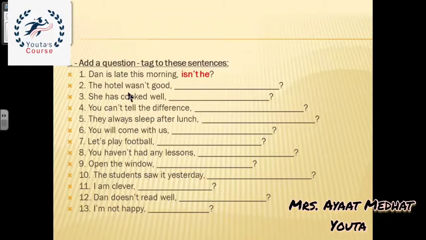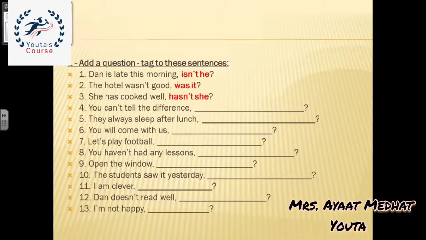We have wasn't here as a helping verb, but it's in the negative form. So the answer must be in the affirmative form. Was. The hotel is it. Was it? She has cooked well. We have here verb to have as a helping verb because we have cooked, the past participle of cook. So we will use has as a helping verb, but it's in the affirmative form, so it will be in the negative form. Hasn't she?